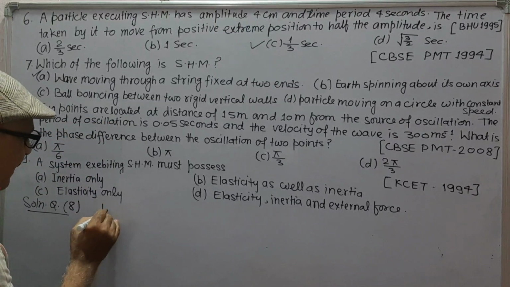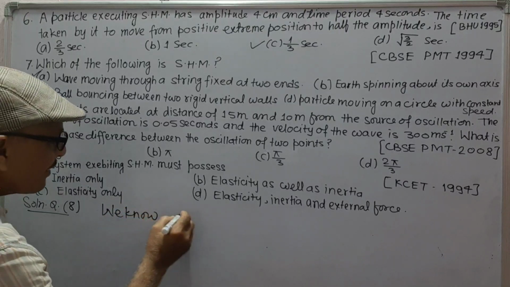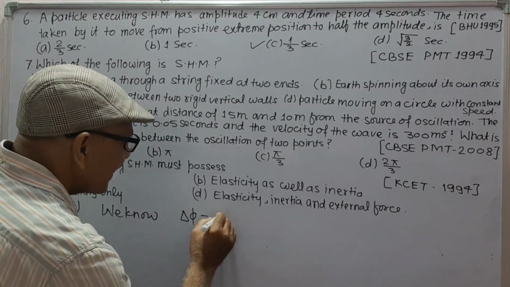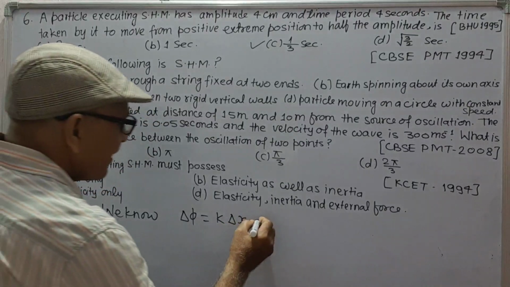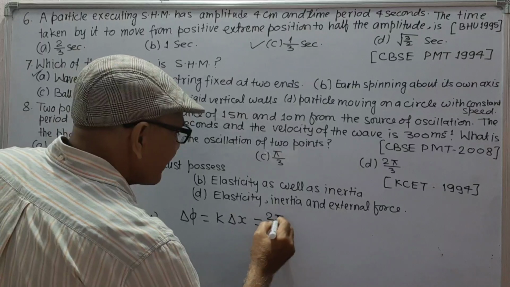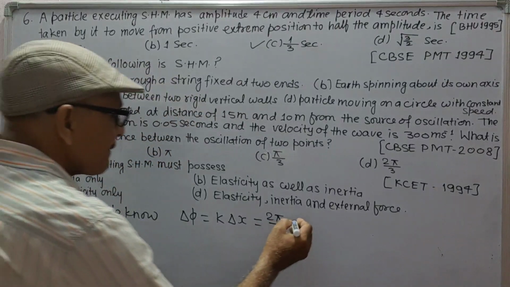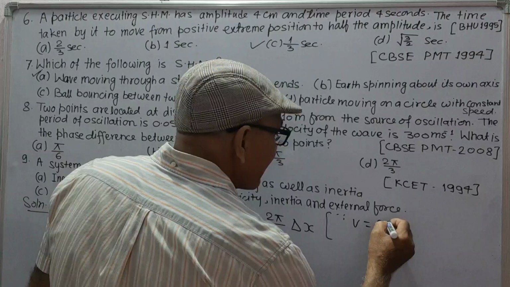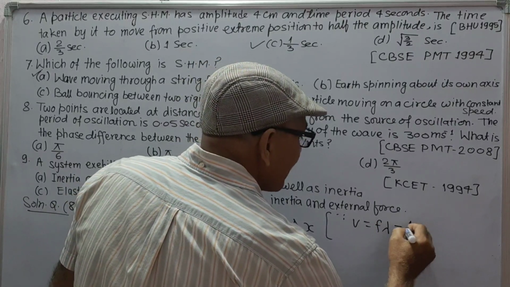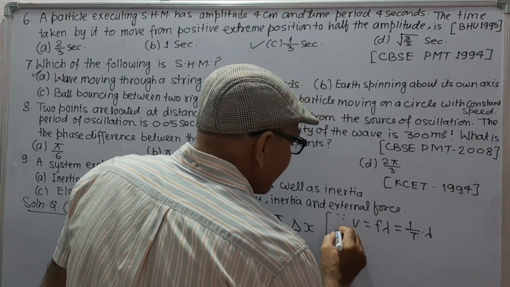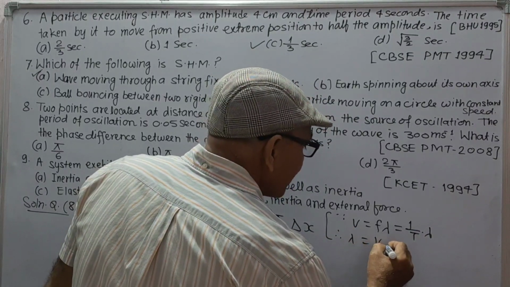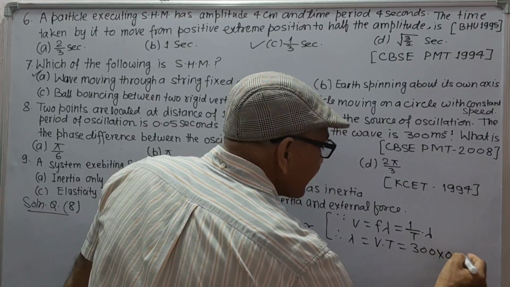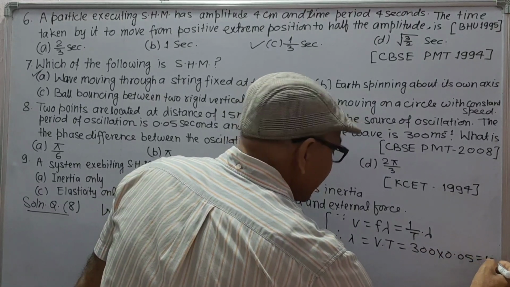Here we know phase difference delta phi is equal to k into delta x. k is 2 pi upon lambda, into delta x, because v is equal to f lambda and f is 1 by T. So 1 by T into lambda, therefore lambda will be equal to v into T. v is 300 and T is 0.05, so it is 15 meter.